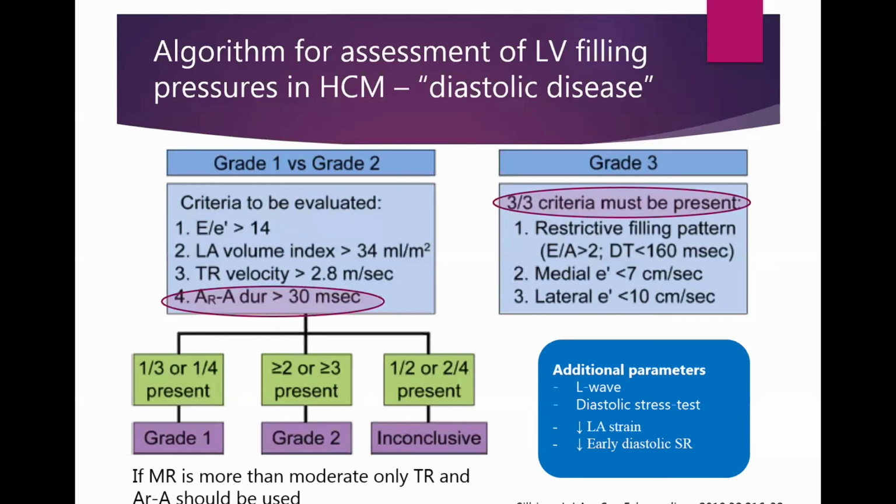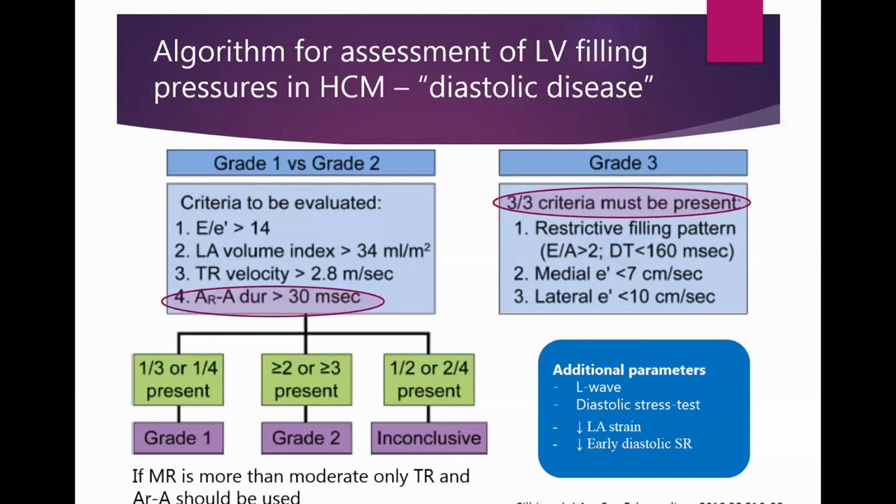This parameter, even in very difficult cases, may identify patients with higher LV filling pressure. For grade 3 diastolic dysfunction, 3 criteria must be present: restrictive mitral filling pattern and reduced E' velocities of the mitral annulus.